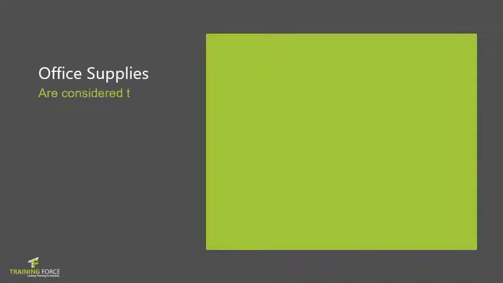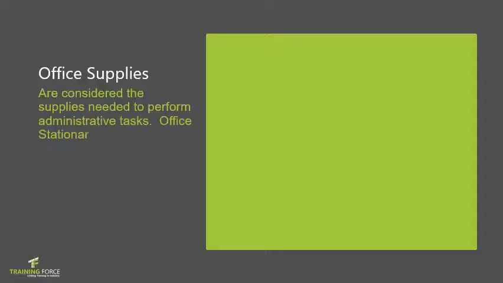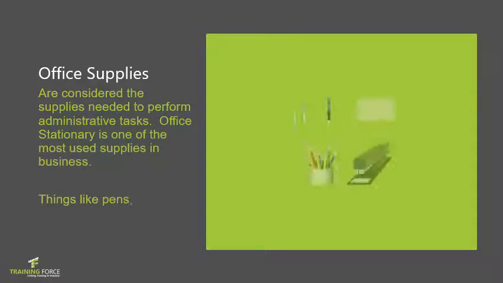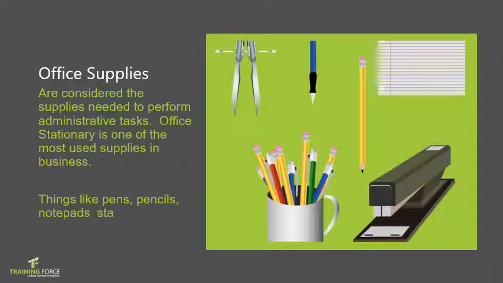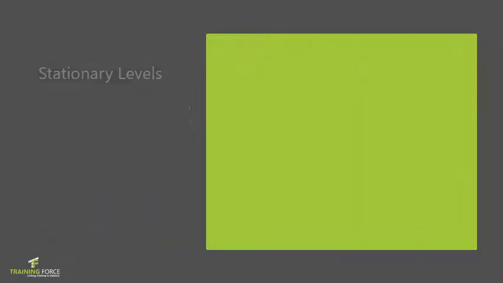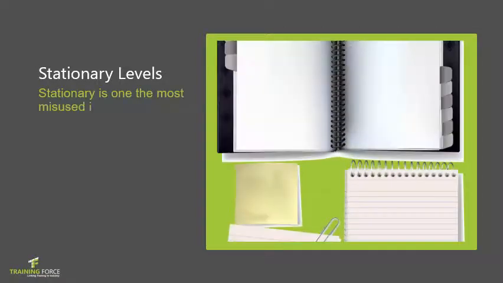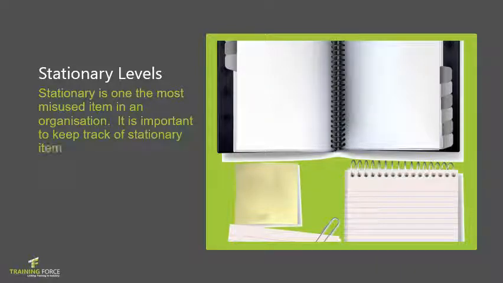Supplies are considered the supplies needed to perform administrative tasks. Office stationery is one of the most used supplies in business. Things like pens, pencils, notepads, staplers, hole punches, etc. Stationery is one of the most misused items in an organization. It is important to keep track of stationery items. Therefore, it is necessary to have control systems in place.